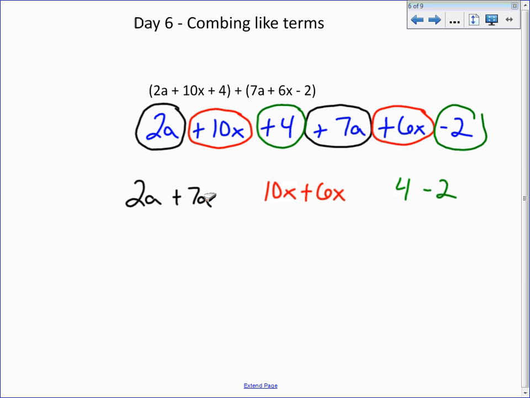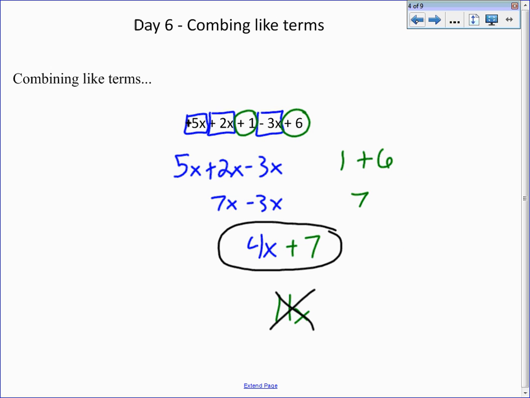Now we can do some combining. 2a plus 7a equals 9a. 10x plus 6x equals 16x. And 4 minus 2 gives us 2. We bring them all together: 9a plus 16x plus 2.